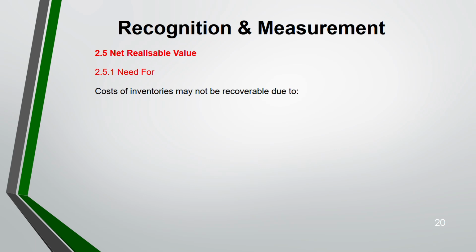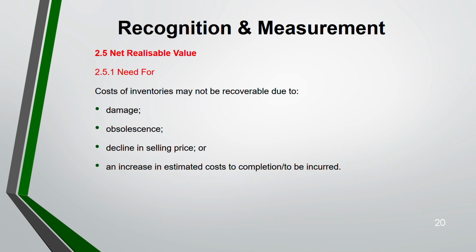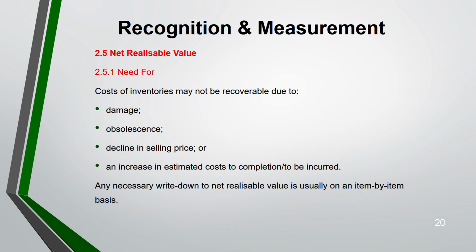Why do you need realizable value? Because you can't recover the cost due to damage done to the inventory, or the inventory becoming out of date, or selling price declining, or an increase in the estimated cost to complete. Any necessary write down to net realizable value is usually on an item by item basis. See, IAS 2 says lower of cost or net realizable value, right? If your net realizable value is lower, you have to reduce it and write it down. That is the meaning of writing down to net realizable value. If it's necessary, you have to do this line by line, item by item. If there are 5 stocks, for 5 stocks you have to do it separately. There's no grouping there.